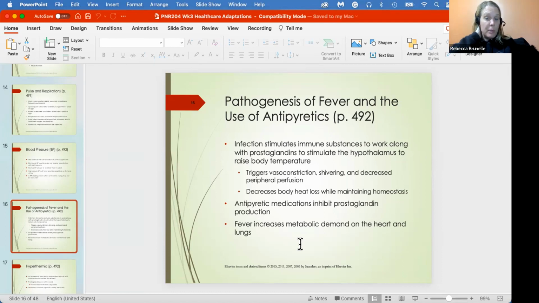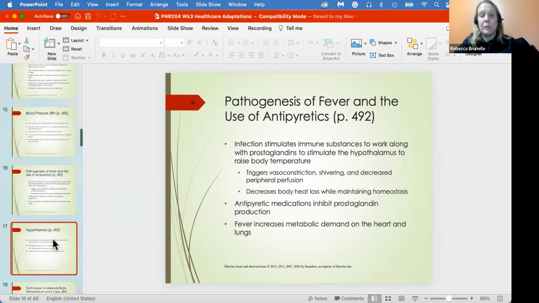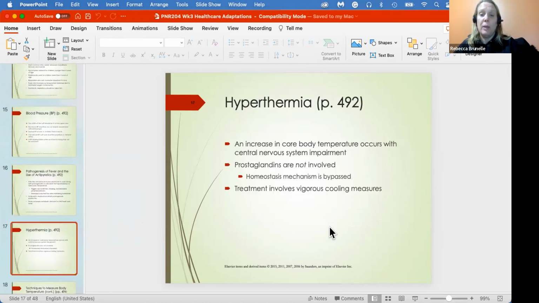And it's important to remember when they have a fever, their heart rate and respiratory rate go up. So they have an increased metabolic demand. They're burning more calories when they have a fever. And that is different than something called hyperthermia. So what do you think hyperthermia is?